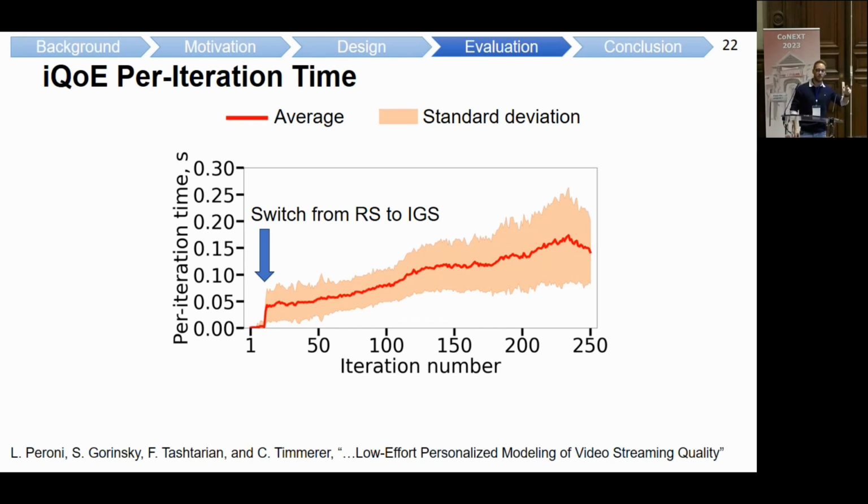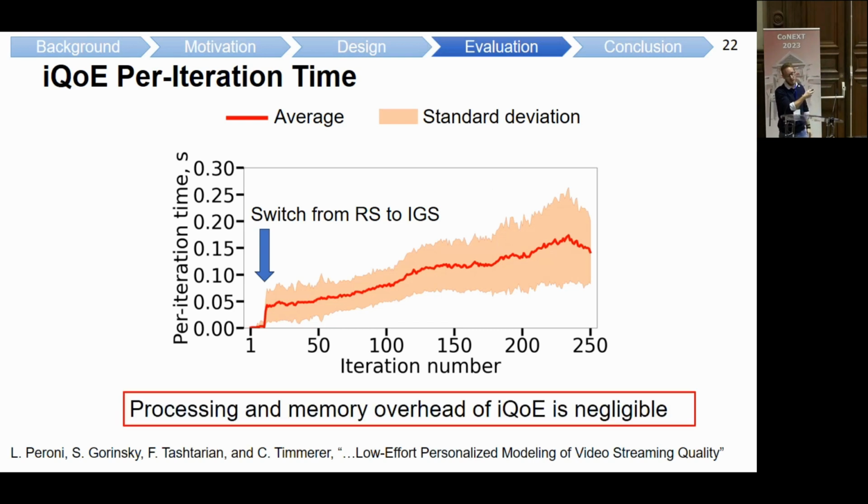Finally, in this slide, I'm showing you the per-iteration time overhead of our solution, which in this case is basically picking the experiences and training the model, removing all the time that the viewer spends thinking about the score and giving it. What we want is that this time should be negligible, not perceived by the viewer. So even after 250 iterations, the total amount of time taken is around 0.15 seconds, which is negligible for the viewer. We ran a similar experiment also for memory consumption, and we can conclude that the processing and memory overhead of IQE is negligible.